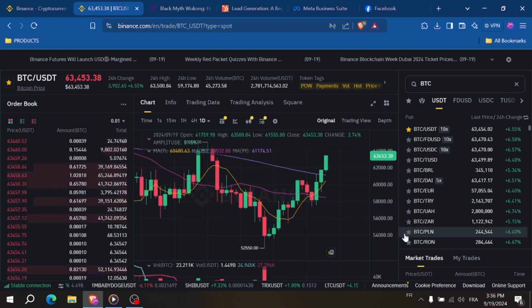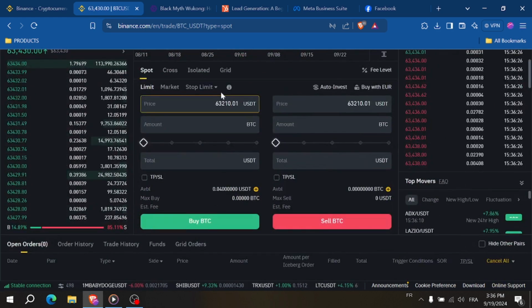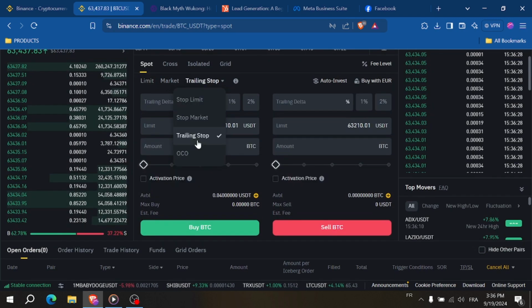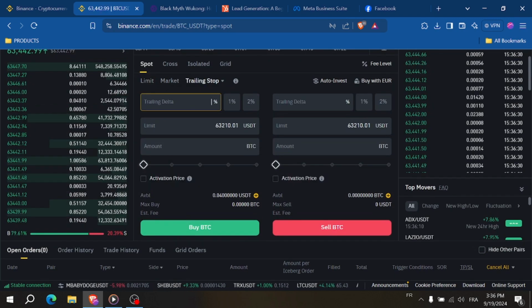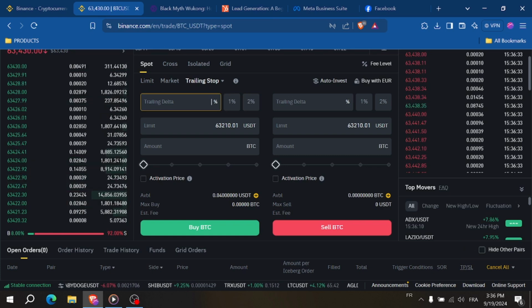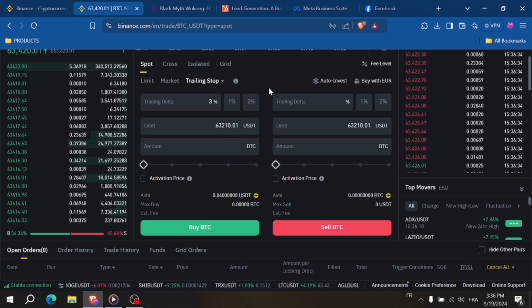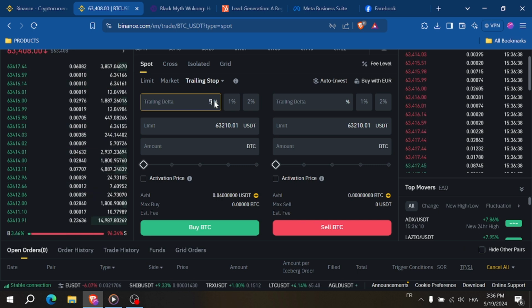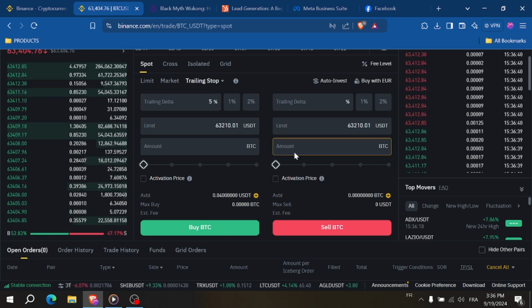Once your trading pair is selected, click on Stop Limit or Market Order Types depending on your strategy. Then look for the Trailing Stop feature. This tool allows you to set a percentage distance from the highest price point that will trigger a sell order if the market falls by that percentage.